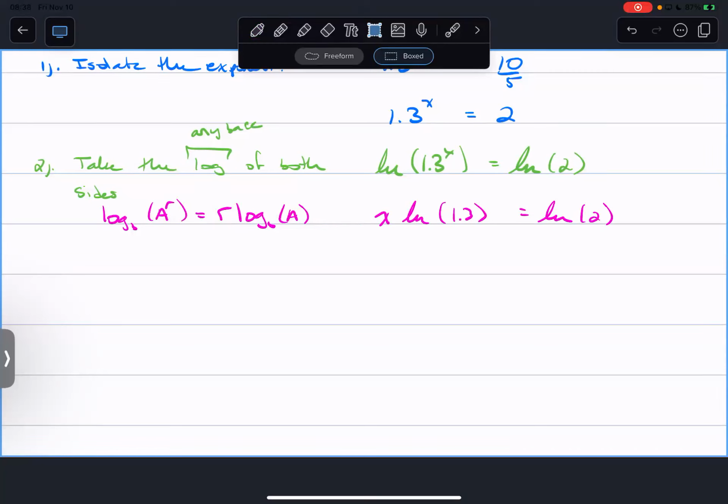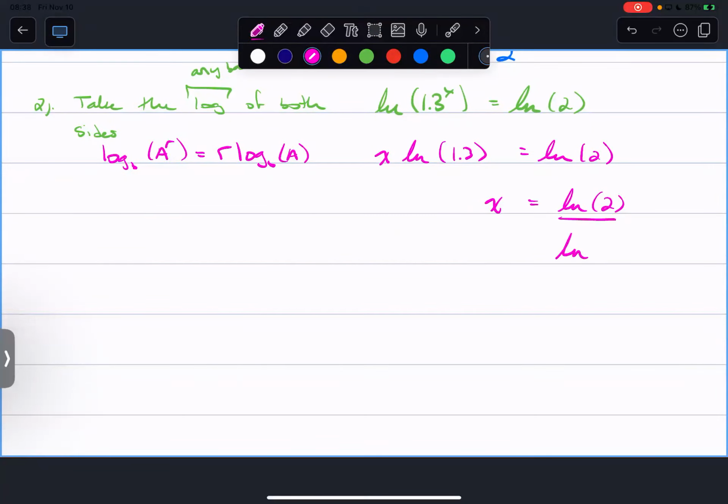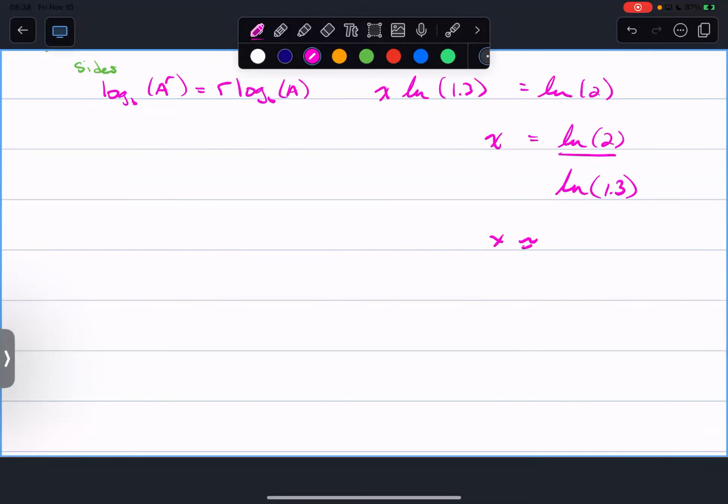Because now what's our x? x is going to be the natural log of 2 over the natural log of 1.3. Which I'm just going to calculate using our calculator. Natural log of 2 divided by the natural log of 1.3. I'm going to go out on a limb and say it's an approximation of 2.6419267796.